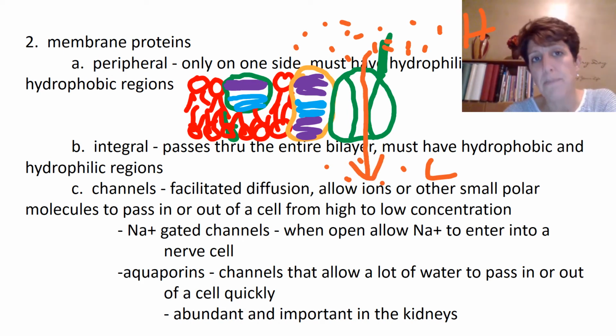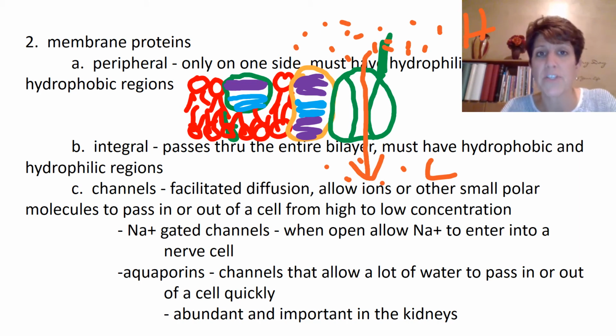We don't call it simple diffusion because they didn't get through the bilayer. They had to go through a membrane protein. So it's called facilitated diffusion because they're using the assistance of the membrane protein. It still does not require ATP, just like simple diffusion, because it's going from an area of high concentration to low concentration.